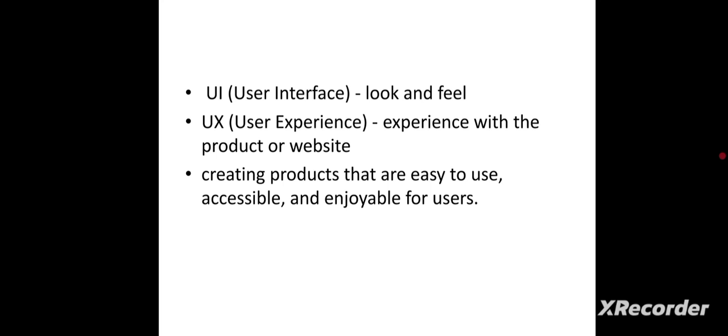UI stands for user interface, which refers to the visual elements of a product such as buttons, colors, typography, icons, and layout. It focuses on how the product looks and feels to the user. UX stands for user experience, which refers to the overall experience a user has while interacting with the product or website. So it focuses on usability, accessibility, and user satisfaction. Together, UI UX aims to create products that are easy to use, accessible, and enjoyable.